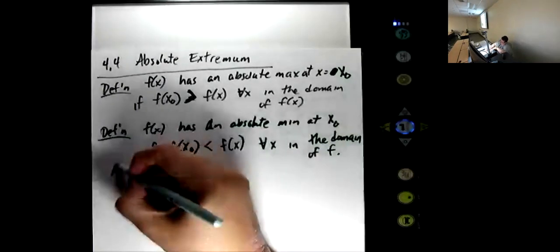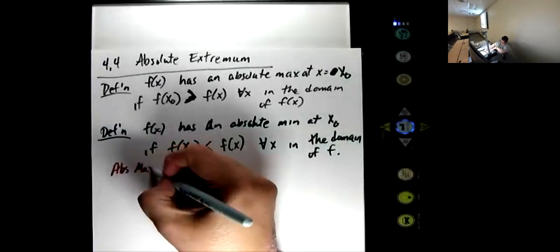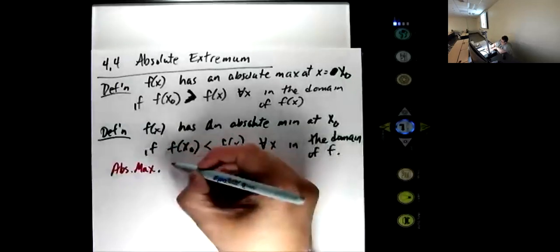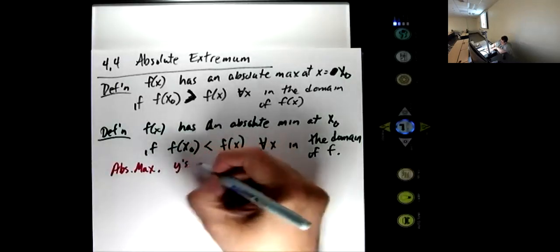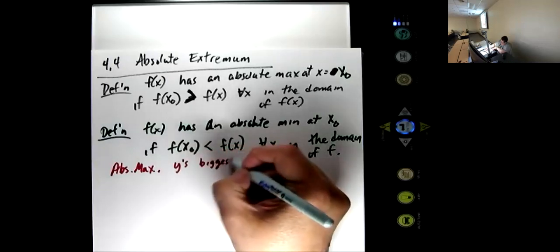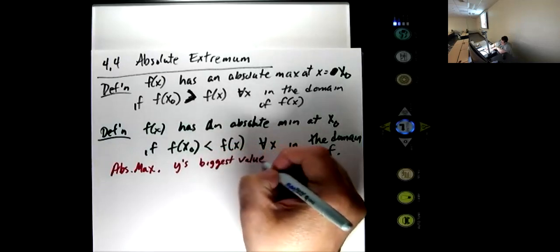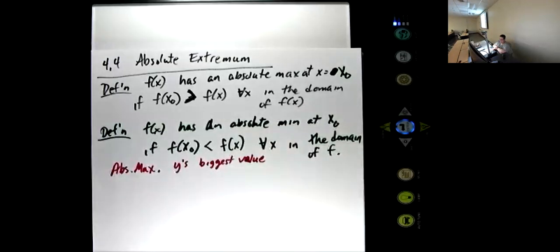So absolute max in simple terms: y's biggest value. Simpleton terms and simple terms are completely different things. One's pretty insulting.